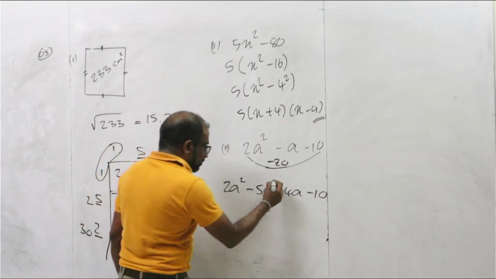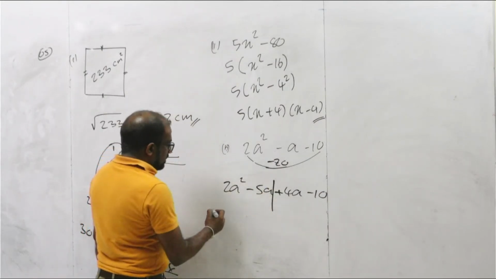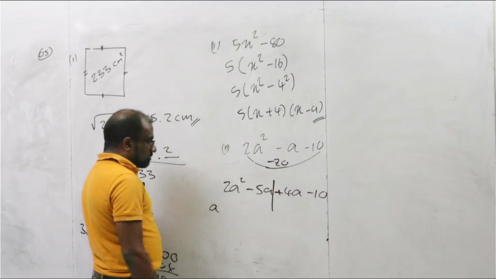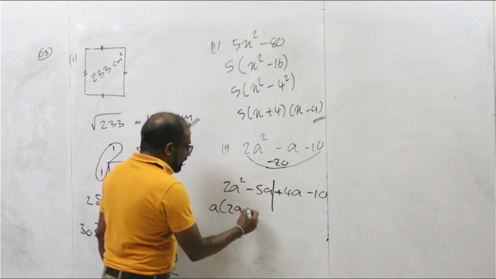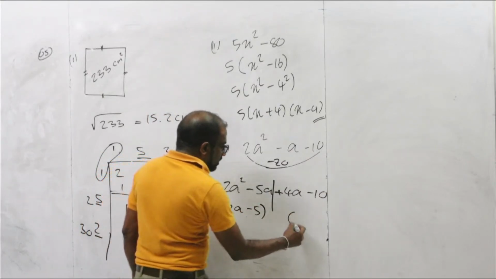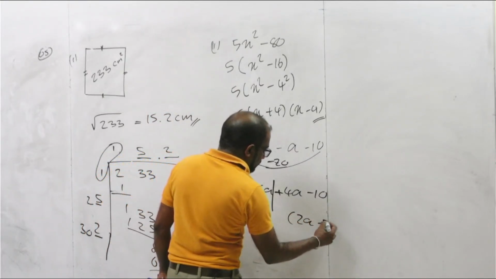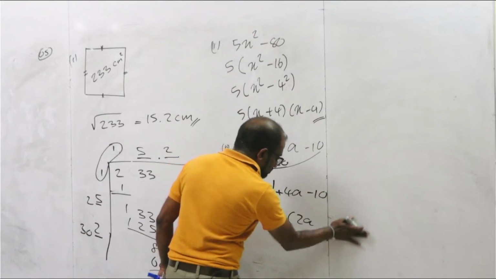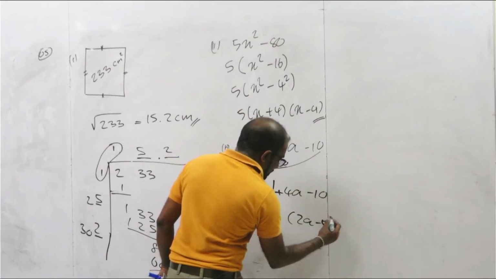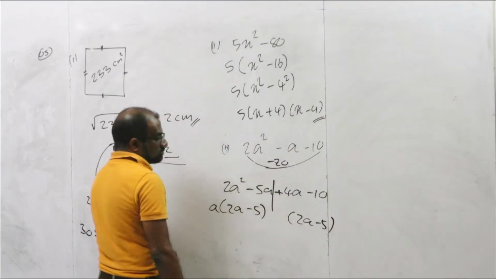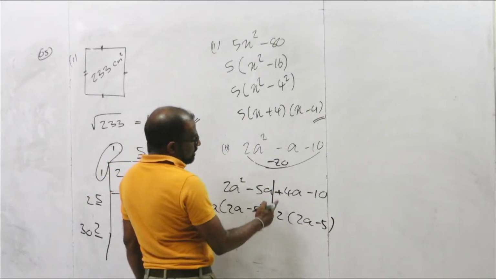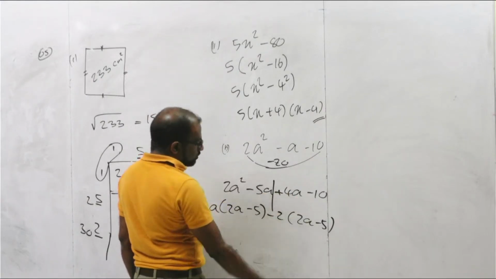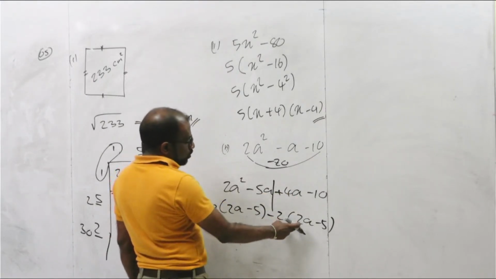Now you can factorize, sorry, not simplify. Taking a out gives 2a minus 5. If you want 2a minus 5 here, what should we take out? Yes, 2 should be taken out. The symbols have not changed, therefore minus 2 to 2a, sorry.